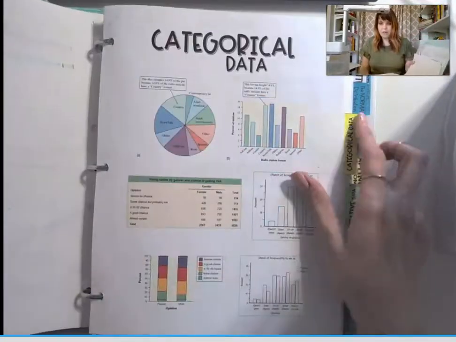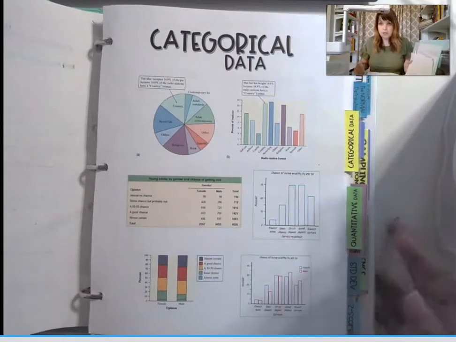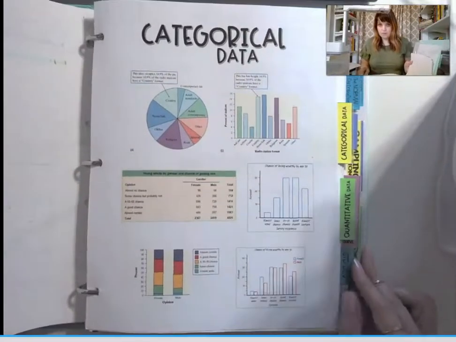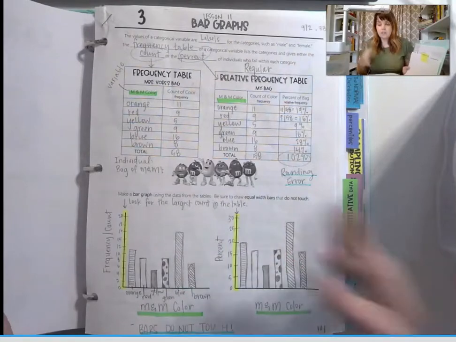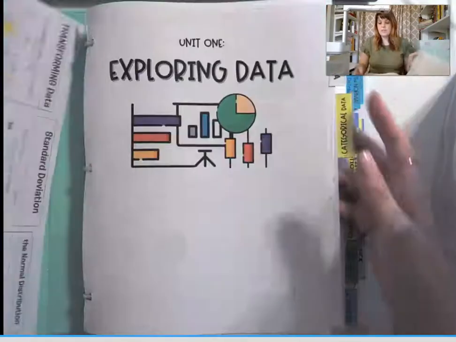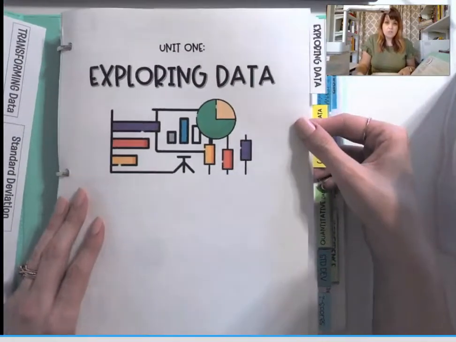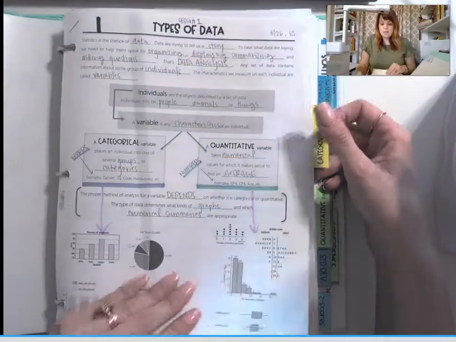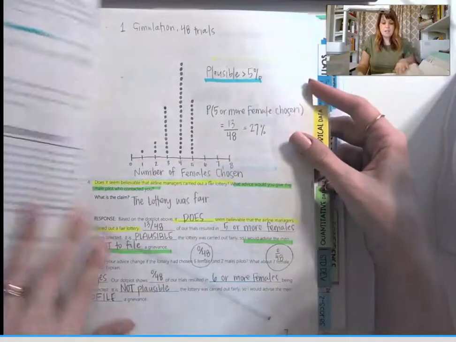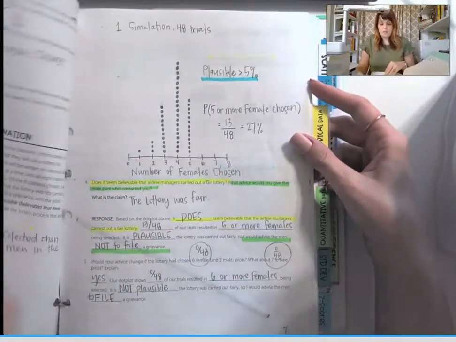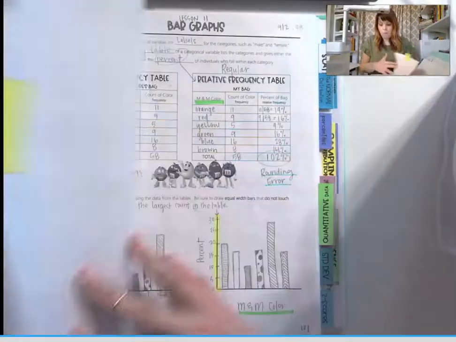Then I have my categorical data tab. And I did not number it. I don't number my dividers. Then this is officially our first unit. So these pages that I walked you through, we did before we even really started doing any units for this class. So we did the basics, the intro to types of data, the Parkinson's disease activity, the hiring discrimination simulation, and then we officially started unit 1.